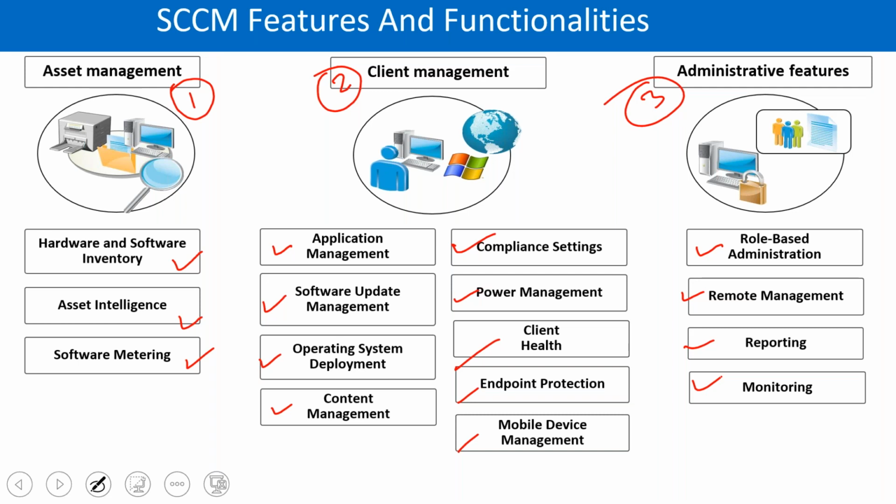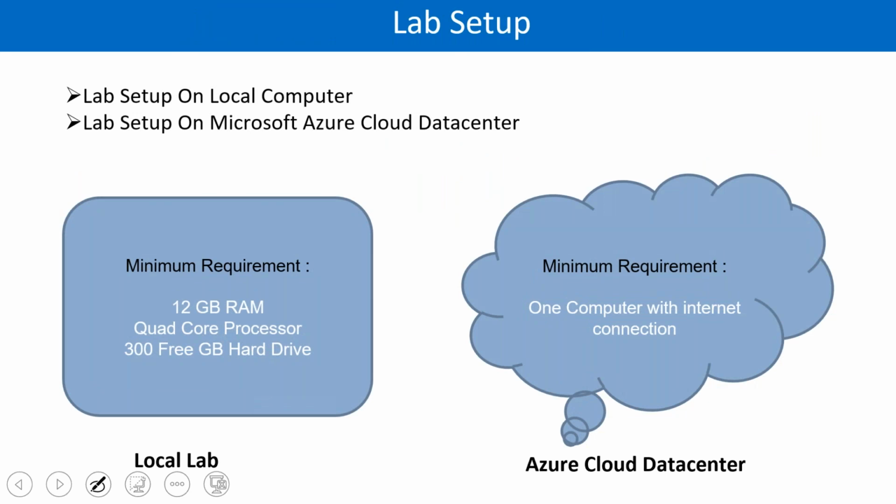So we will do this practically. When we go into the training, we will do everything practically, step by step. Now how do we do practical? We need to have a lab. You need to set up your lab either on a local machine, on VMware, or Hyper-V or Oracle VirtualBox. For a local machine lab setup, you need a minimum of 12 gigabytes of RAM, a quad core processor, and 300 GB of free hard disk space.